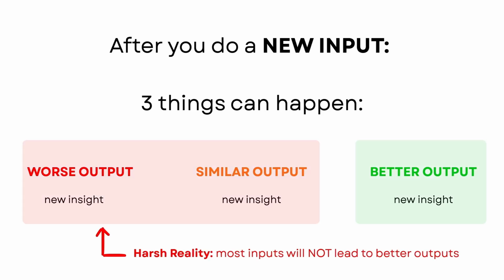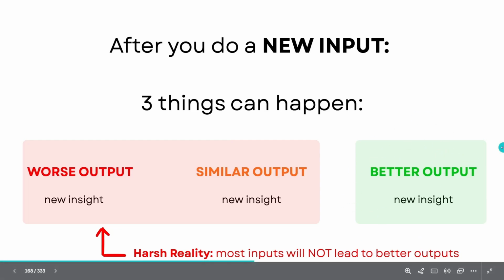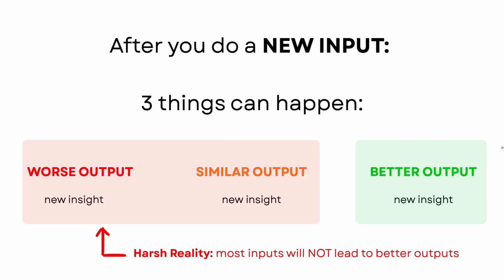Okay, so the harsh reality, and you have to accept this, is that most new inputs that you try probably will not lead to better outputs. Because if we just look at it, we've got 2 on the left and only 1 on the right. So we only have one thing which can give us a better output, and we have 2 things which can give us either a worse one or a similar one. So it makes sense that most of our inputs will not be giving us better results.